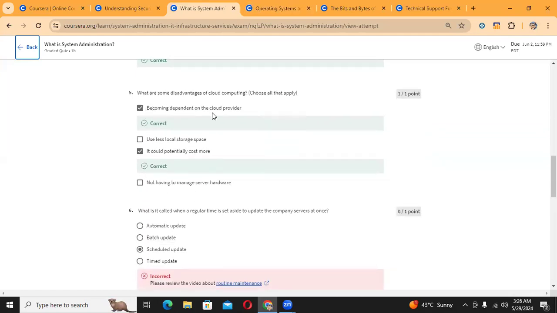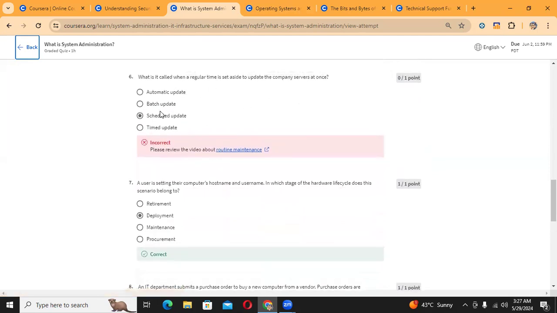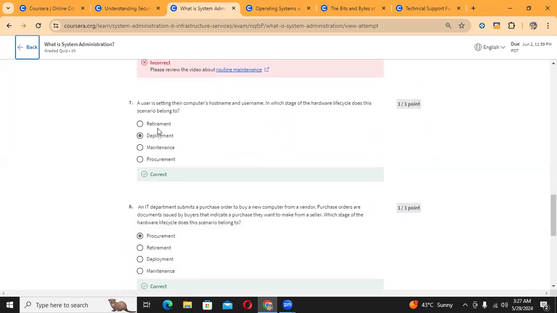For the fifth question, I have a shortage of time, so I am just going to give an overview. What are some disadvantages of cloud computing? Becoming dependent on the cloud provider, and it could potentially cost more. I don't know what this one is, it's about routine maintenance.